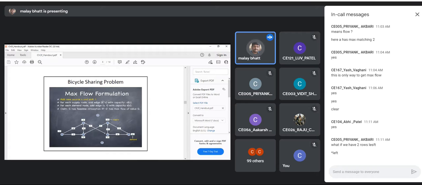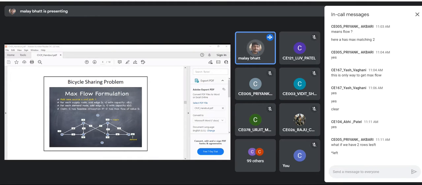The answer is yes. We can convert this into a Ford-Fulkerson network. So I have introduced one supply node. Can you see that S, which is a new node in this? Yes, can you see the S node, the supply node?